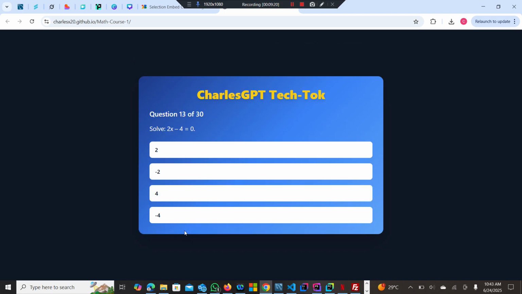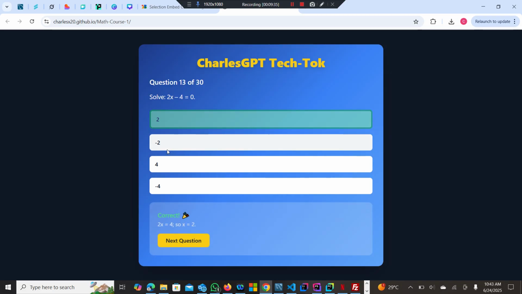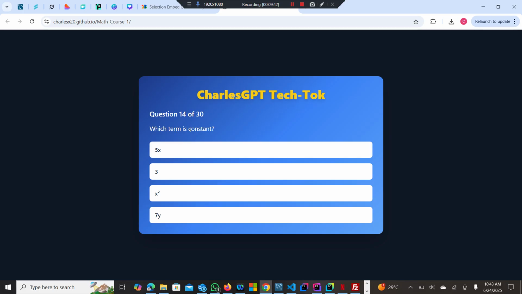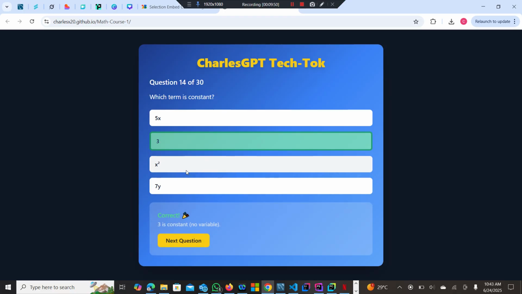So next question, we have 2x minus 4 equals 0. We are looking for x, solve for x. Even just looking at it, you know that x is 2. I think, yeah, cool, 2. So the next one is, which term is constant? Constant, I think 3. Okay.